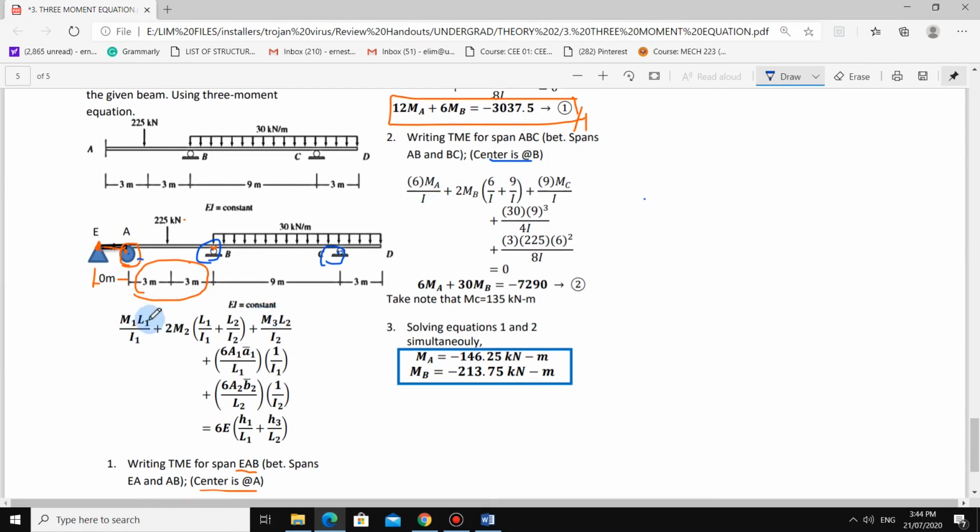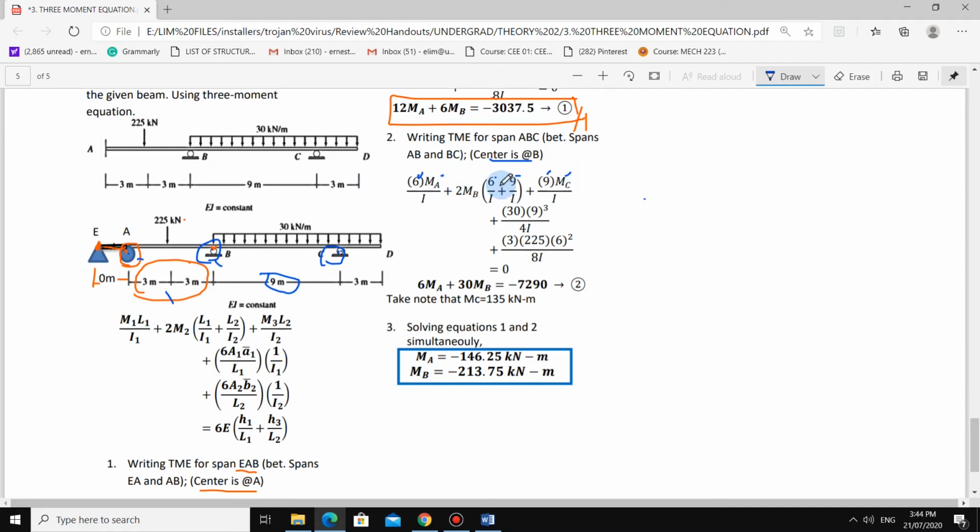So 6 first, on the left side of B. Then M1 is MA, the moment on the left side. Then plus 2 MB, B being the center support. Then L1 is 6, and L2 on the right side of B is 9. For M3, that is MC, the right support, with length 9 over I.